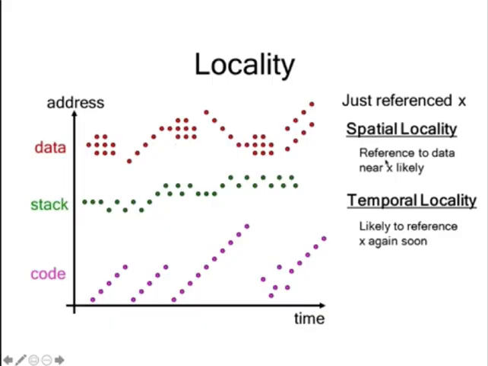Spatial locality means reference to data near X is likely. This is data locality. The X axis shows the time, and the Y axis shows data, stack, and code. We can demonstrate spatial locality and temporal locality.